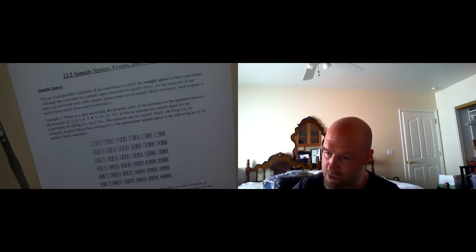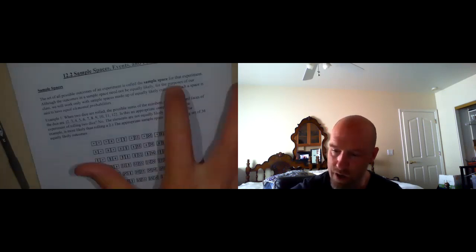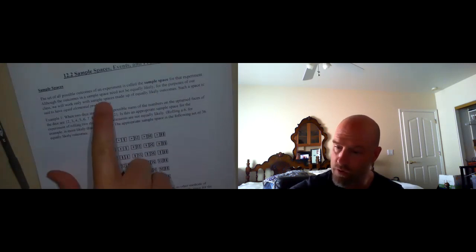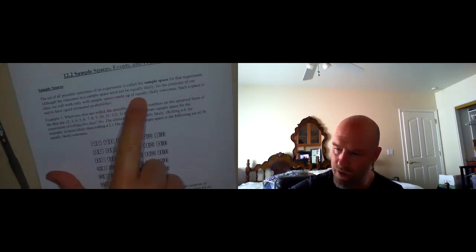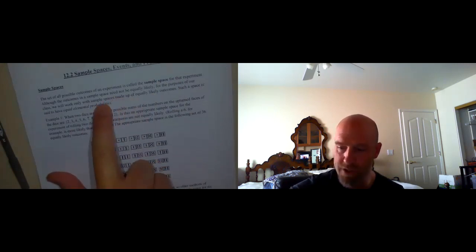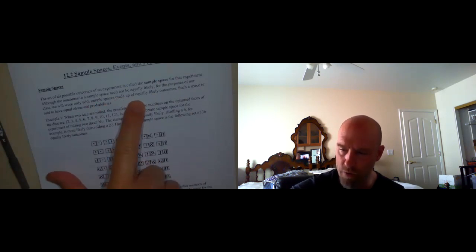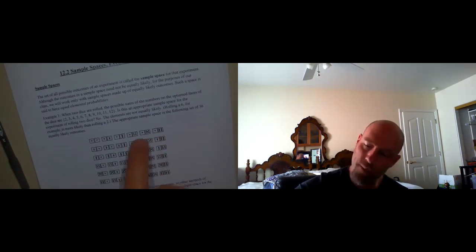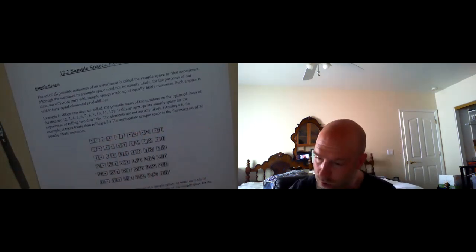Is this an appropriate sample space for the experiment of rolling two dice? No, the elements are not equally likely. So a sample space need not be equally likely. For the purpose of it, we'll only work with sample spaces that are made up of equally likely outcomes. So these are not equally likely outcomes, yet each of these things are.